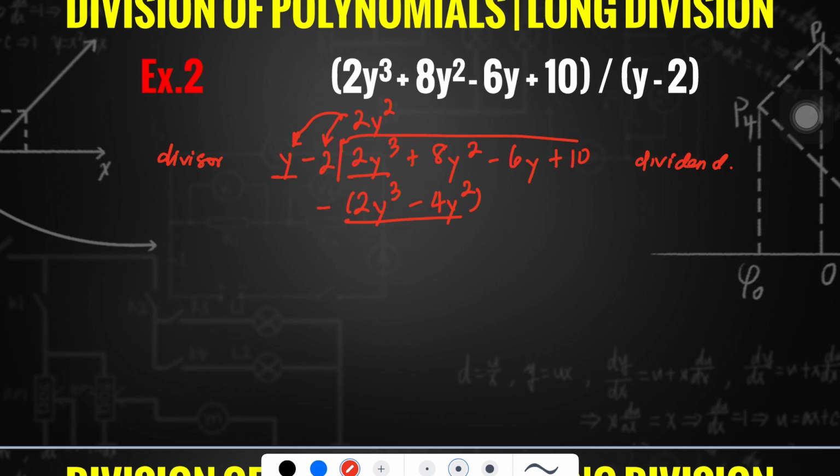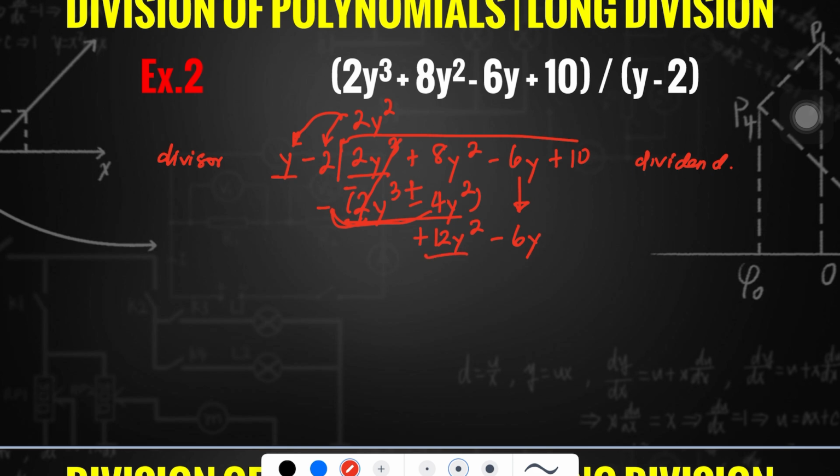So from this example, I'm going to simply change the sign. I've told you why, because we're doing distributive property there for the sign. So it's negative and then positive. And then I'll subtract them. 2y cubed minus 2y cubed, cancel, because that's 0. And then 8y squared plus 4y squared, that's positive 12y squared. And then I'm going to bring down the negative 6y. Then repeat the process.